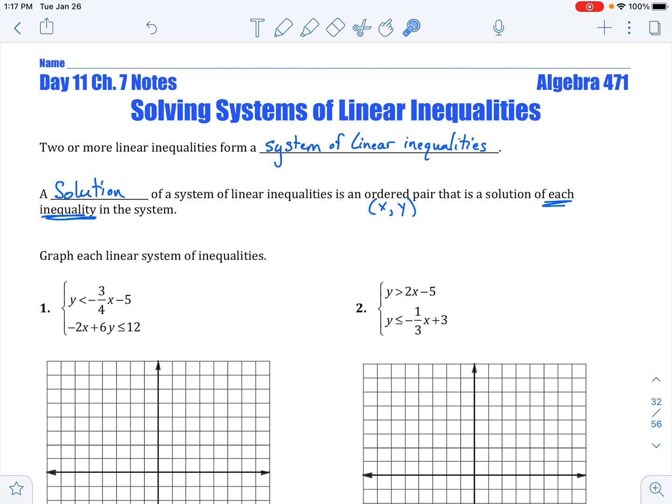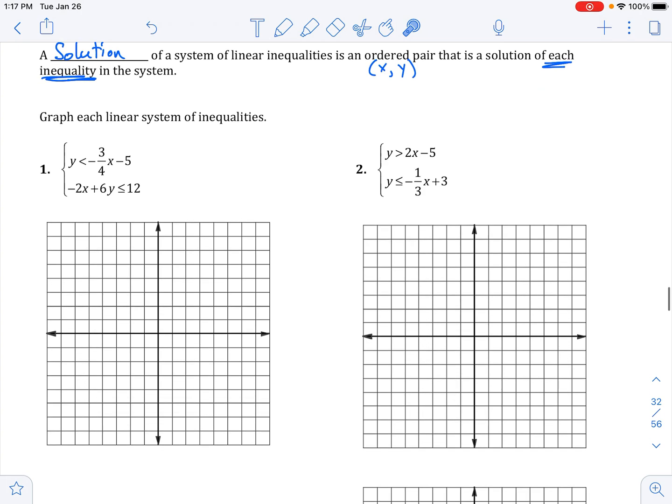So let's take a look here and go through some graphs of what it might look like to solve and look at a solution set for a system of linear inequalities. I'm going to look at the first line here, and I'm going to recognize that this is in y equals mx plus b form. So the first thing I'm going to do is plot my 0, -5, which is my y-intercept, and then I'm going to use a slope of -3 divided by 4. So I'm going to go down 1, 2, 3, and to the right 4.